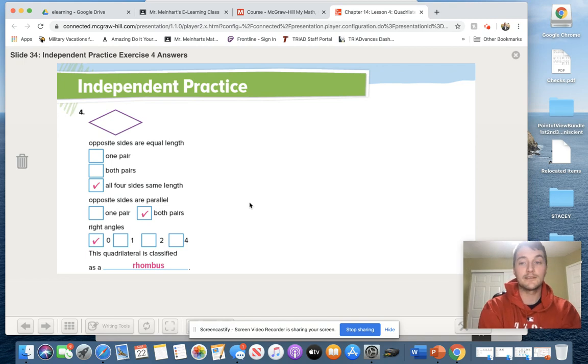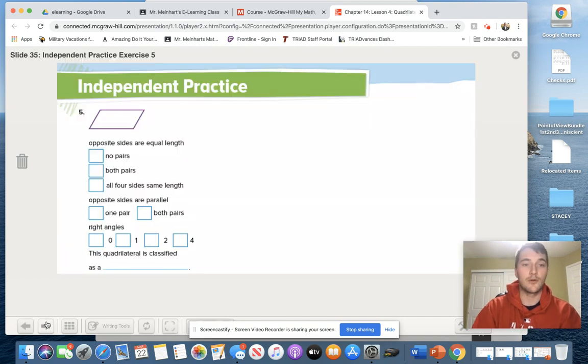All 4 sides are the same length. Yep. Both pairs are parallel. There's 0 right angles because this one and this one are greater, and this one and this one are less than. The quadrilateral is classified as a rhombus. Number 5.